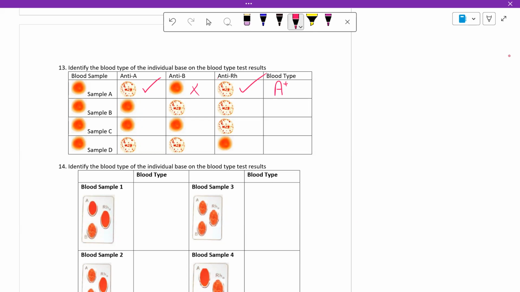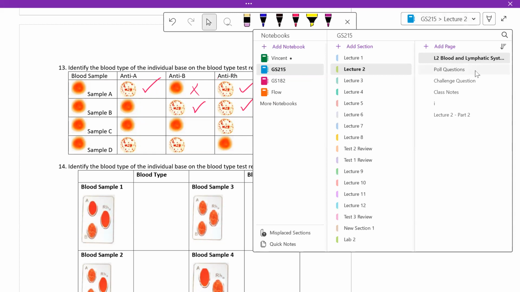All right, next one. Try another one. Anyone? B positive. This is B positive. Reaction with B, reaction with RH. That is B positive. All right, so try it out. Check the answers in the study guide if you're confused, and also watch the recording.